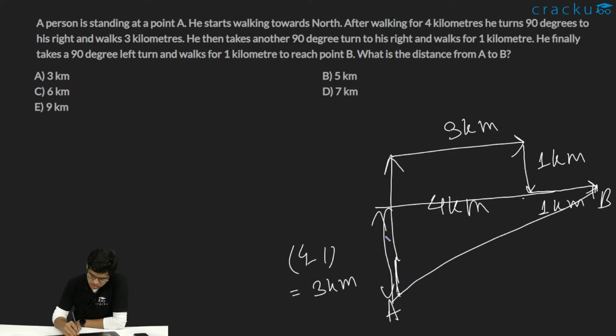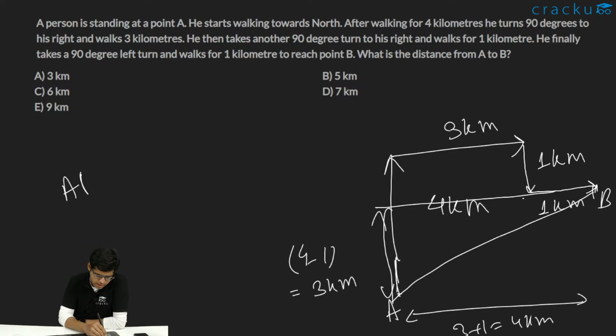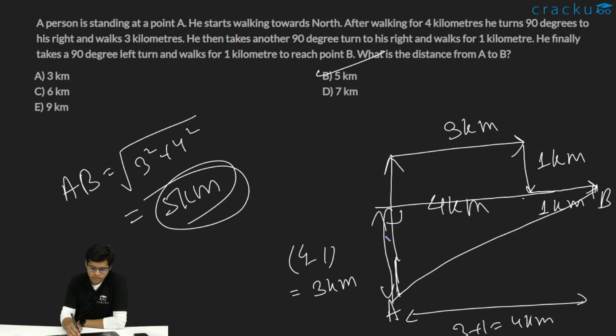And this is 3 plus 1, which is 4 kilometer. So basically AB will be, so this triangle is a right angle triangle. This is 3, this is 4, height is 3, base is 4. So AB is root 3 square plus 4 square, which is 5 kilometer. So the correct answer is option B, 5 kilometer.